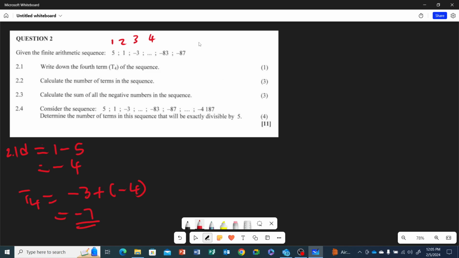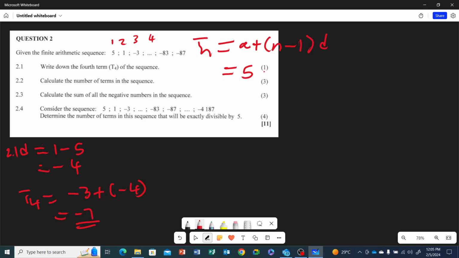Tn must equal A. Now this is the general formula for the arithmetic sequence. Tn equals a plus n minus 1 multiplied by the difference. Now A is the first term, so the first term will be 5. Since the difference is negative, I will bring it in front of the bracket. So it's minus 4 into n minus 1.